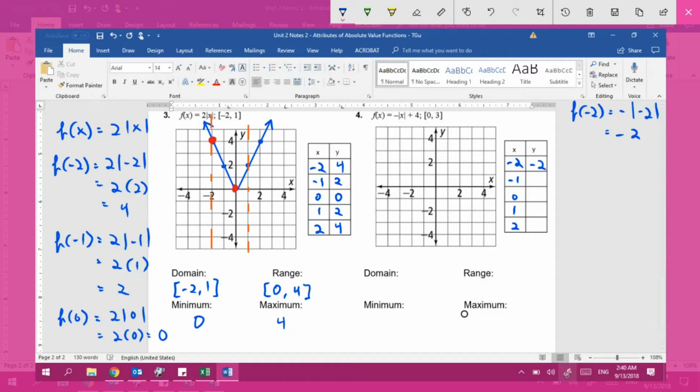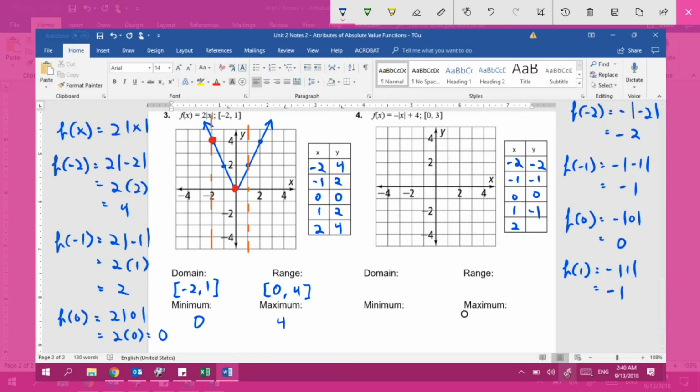Okay, f of -1 is going to be the negative absolute value of -1. What's the absolute value of -1? That's +1. And we have a negative sign right here. Bring it down. Oh, -1. f of 0 is going to be the negative absolute value of 0, which is still just going to be 0. All right, f of 1 is going to be the negative absolute value of 1. What's the absolute value of 1? It's positive 1, but we have a negative sign, so negative 1.